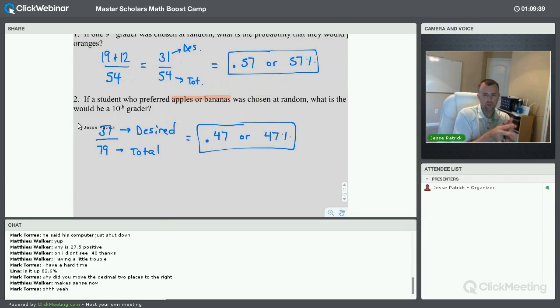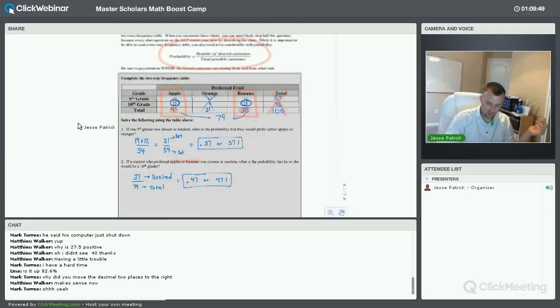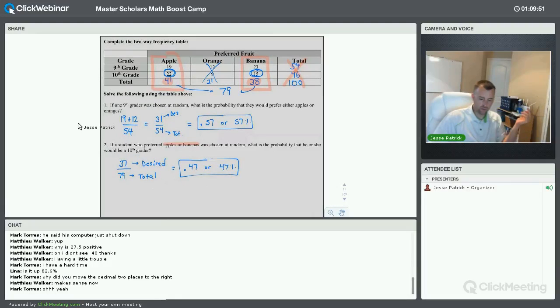So the first thing you really need to figure out on these problems is, what's your total possible outcomes? Where am I pulling my data from? And that's what you have to do with these frequency charts, because sometimes we're not including, like in this case, the students who preferred oranges. They weren't even a part of this survey. So you get rid of those and say how many you have left. That's your total. Then from that subset, you need to figure out what your desired outcomes are. In this case, it was the number of 10th graders.